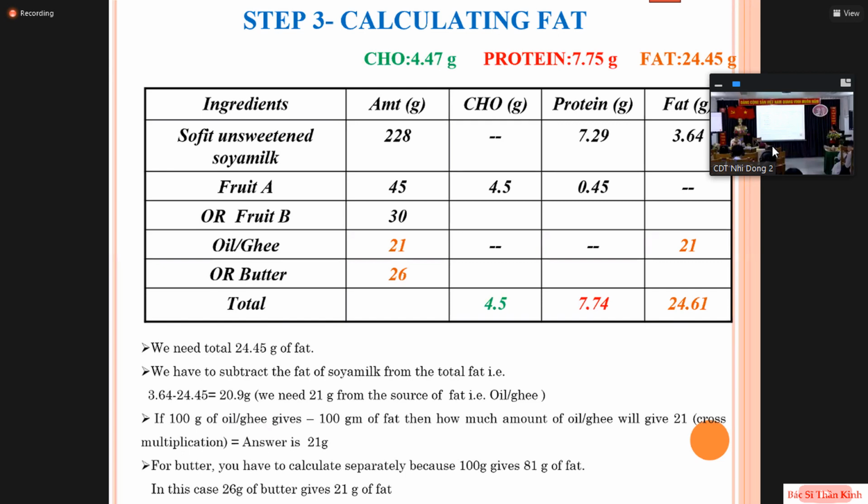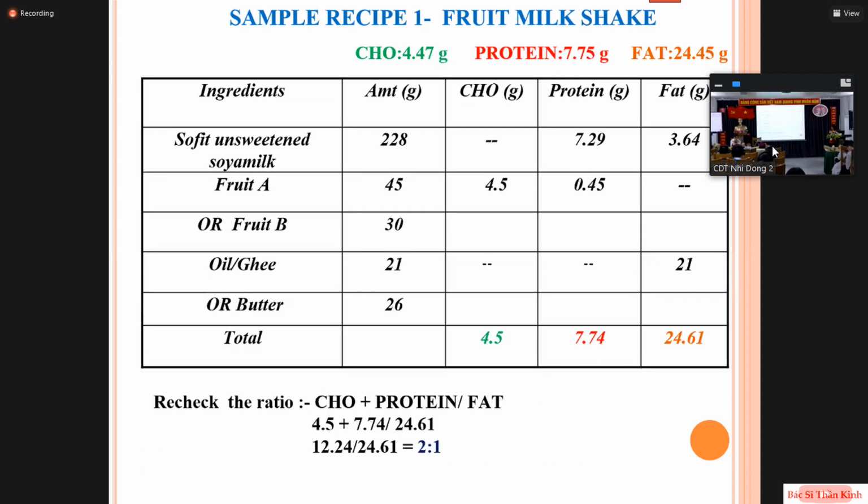And then you do the addition of this and you get 24.61. You have to calculate the butter value separately because we know that 100 grams of butter gives you 81 grams of fat. So the value that you will get once you do the cross multiplication is 26 grams. So mainly this is the entire calculation you can see over here.